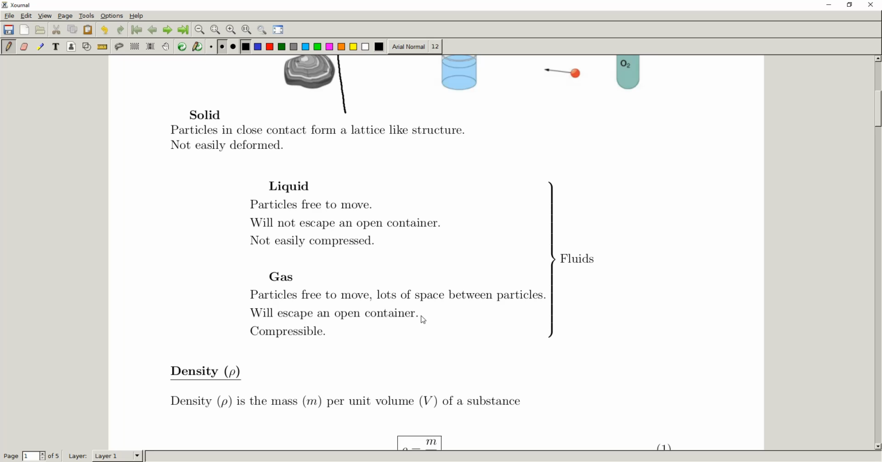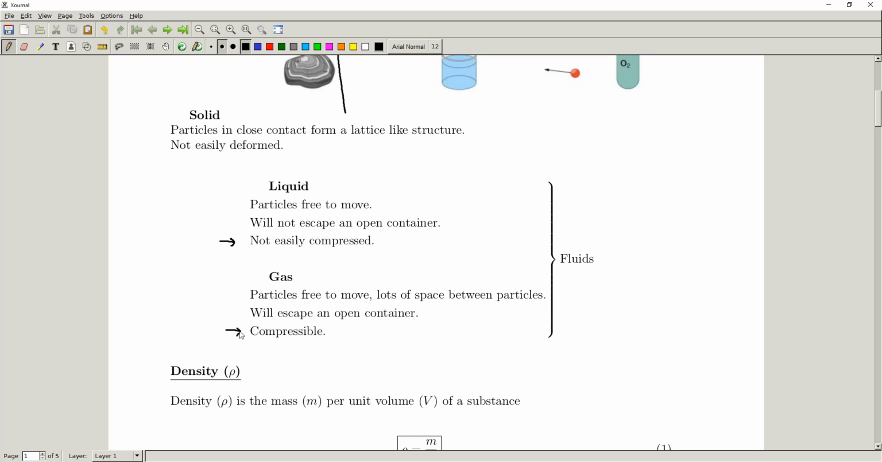And maybe the most important difference for us is this final difference. Our liquids, generally speaking, are not easily compressed. So liquids are not something you can easily squish down into a smaller volume, whereas gases are compressible, generally speaking. So you can take a large volume of gas and compress it down into a smaller volume with the same mass, say for example, right?